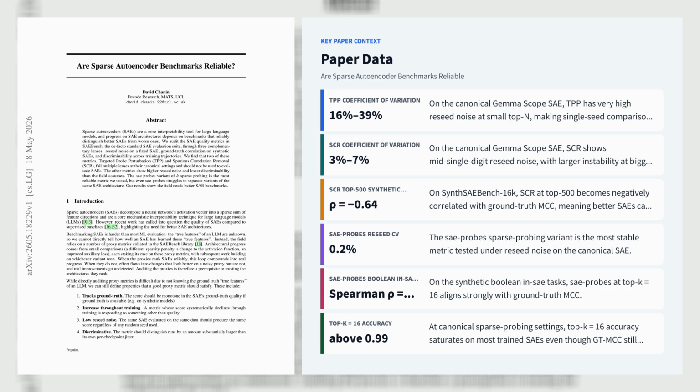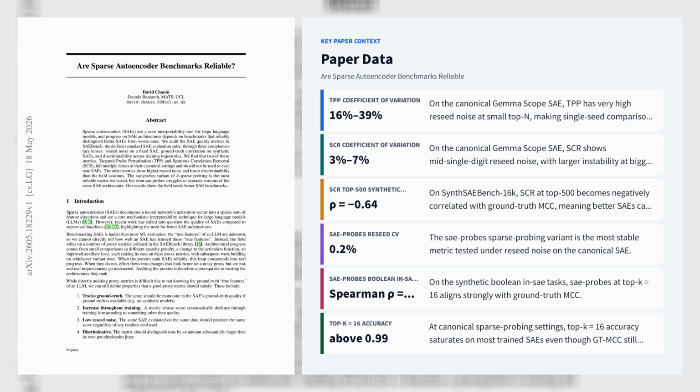By contrast, SAProbes, sparse probing, is the most reliable metric tested, with reseed CV around 0.2 percent and strong synthetic calibration, reaching Spearman rho equals plus 0.87 against GTMCC on Boolean SAE tasks. However, even SAProbes saturates quickly, with top-K equals 16 accuracy above 0.99 on most trained SAEs, despite GTMCC still varying from 0.56 to 0.79.